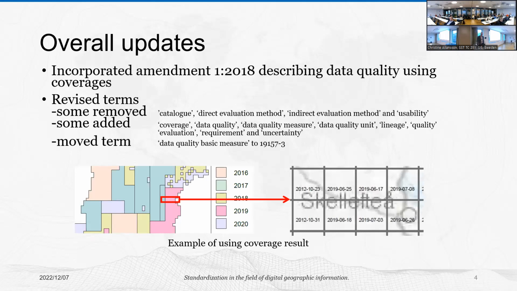For overall updates, we have incorporated the amendment, which describes quality using coverages. We have revised terms. Some are removed, some are added, some are moved. And then you have some examples of how to describe quality with a coverage, where you can click on the map and get metadata information about updates and so on.